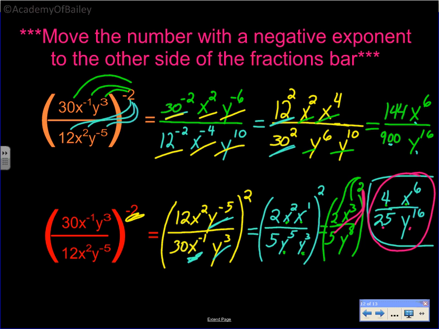So there's 2 methods on finding the answer. The third method would have been if you would have taken and put this exponent with everything first. That would have been the third method.